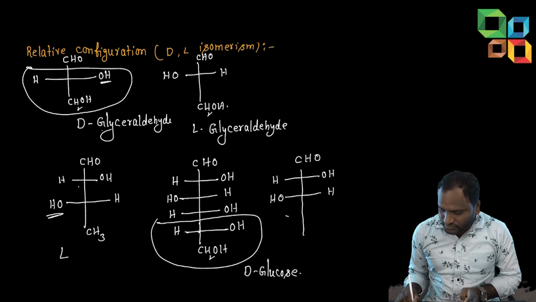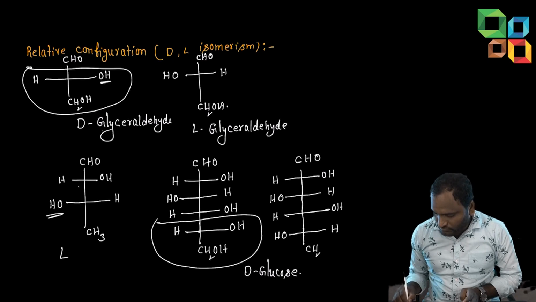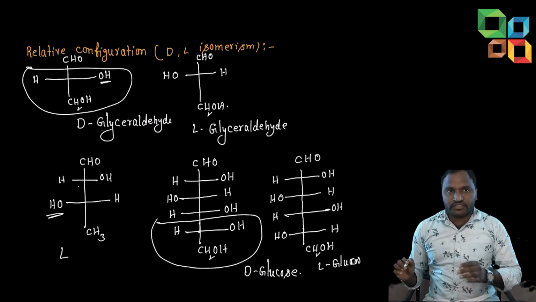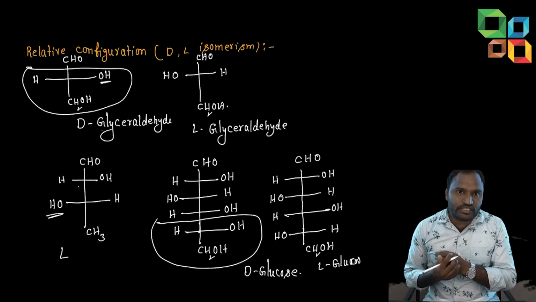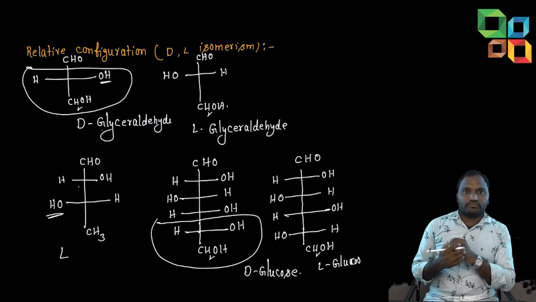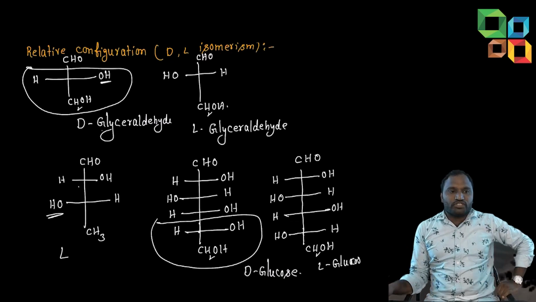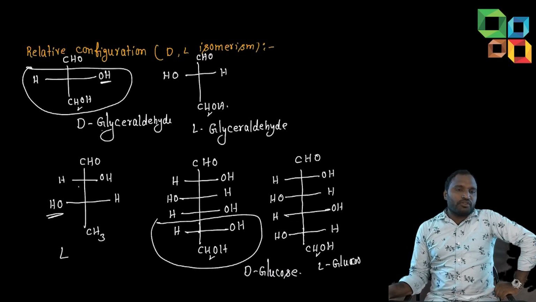For L-glucose, if you want, no need to change the entire thing. Only if you change the last group, it is enough. L-glucose. Understood, students? D, L configuration, how to decide? Many OHs are there. The last but one you take: if it is present on the right side, D configuration; if it is present on the left side, L configuration. Very simple, relative configuration.